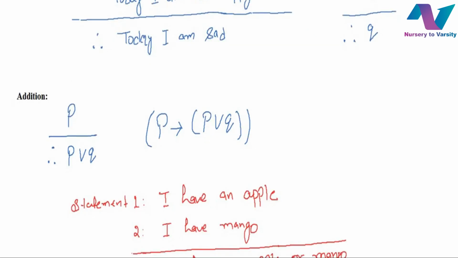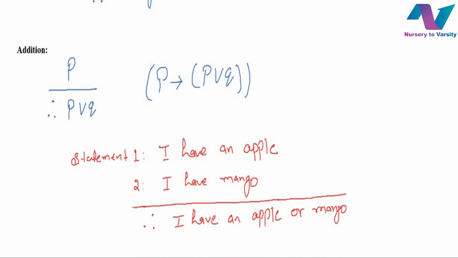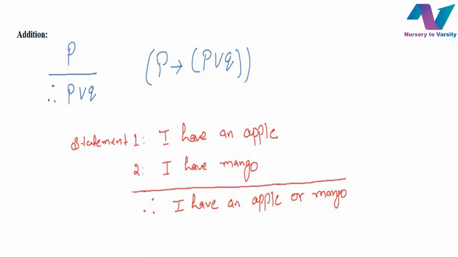One more inference rule is addition. In addition, if we consider P is true, then we conclude that P or Q is true. For considering this, we have a statement where P is "I have an apple." Another statement is "I have a mango." So P or Q we can write as "I have an apple or a mango." So this is the example of addition.